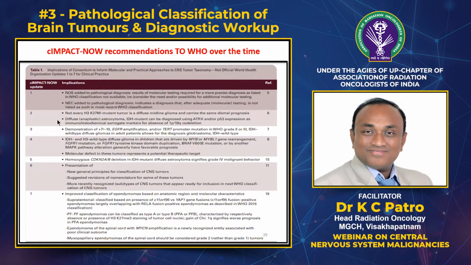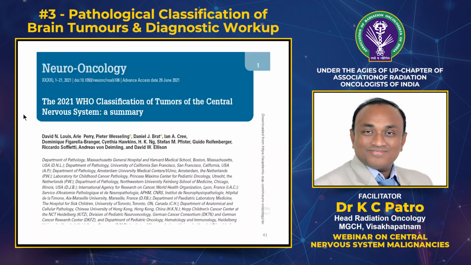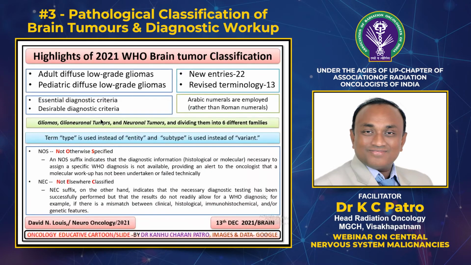If you want to go through the seven recommendations, this article lists all of them, so you can go through it. So let's come to the 2021 classification, which was published in Neuro-Oncology by David Louis in June 2021. So what are the highlights of the 2021 WHO brain tumor classification? Before going to the detailed picture, I will tell you the highlights. First, there are 22 new entries. Revised terminology is 13.